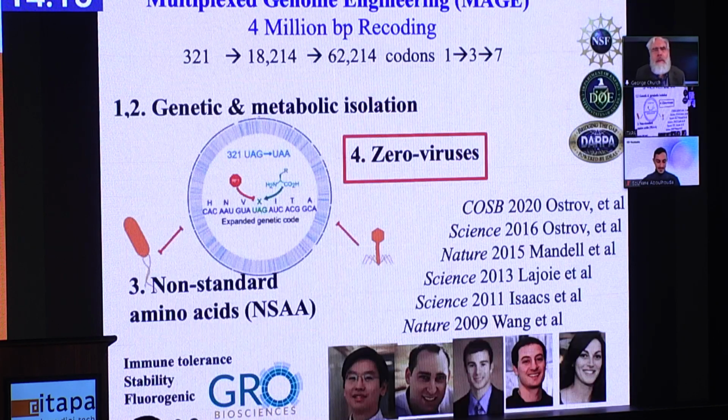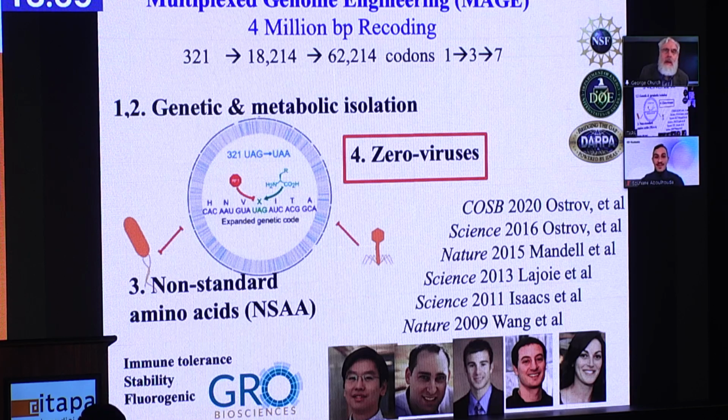I'm going to give 4 quick examples. The first one is on how we can create an organism that has 0 viruses. It has, as far as we can tell, no possibility of being infected by naturally occurring viruses, even those that we've never seen before.